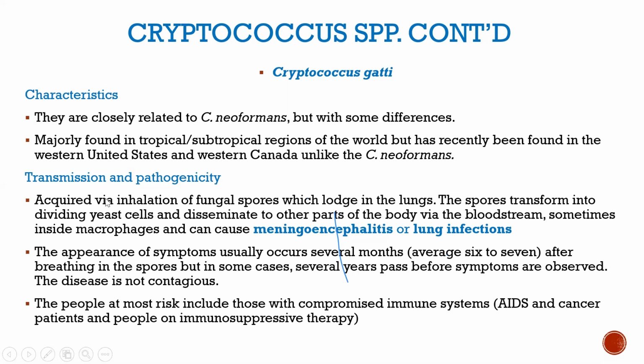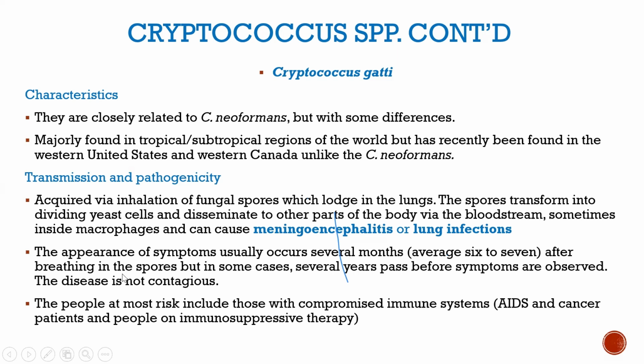So when you actually inhale these fungal spores, they get to your lungs and start dividing or reproducing. And then when they disseminate into different parts of your body through the bloodstream, they can cause lung infections or meningoencephalitis, okay? The appearance of symptoms usually occurs several months later, like 6 to 7 months, because most people tend to remain asymptomatic, especially someone that is healthy or has a very healthy immune system. Your immune system will actually suppress it and not give it that time to explode or disseminate to other parts. So it can stay in your body for several months, even after breathing the spores, okay?